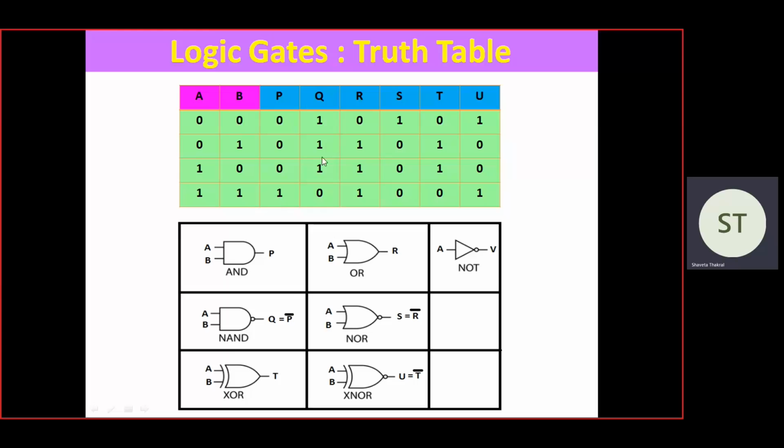The complement of P, that is Q, we are getting 0 to 1, 0 to 1, 0 to 1 and 1 to 0. Then R is the output of the OR gate, 0 1 1 1, and S is the complement of the OR gate, that is the NOR gate, 1 0 0 0. Then T is the output of the XOR gate, 0 1 1 0, and U is the complement of T, that is 0 to 1, 1 to 0, 1 to 0 and 0 to 1. So these are all the logical symbols, and this is a summary of the truth table of all the logic gates.